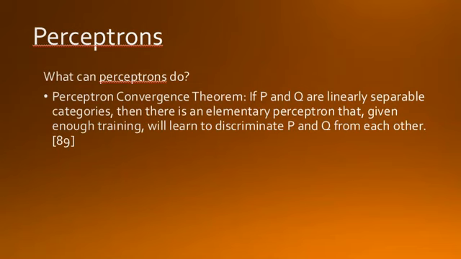The perceptron convergence theorem shows that if you do have a linearly separable problem, then there's at least one, typically some family of perceptrons, but at least one that can solve that problem given enough training. And that's important. Notice that it doesn't say that any perceptron can do it. It just says that some elementary perceptron, given enough training, will learn to discriminate P and Q from each other. Let's look at that quickly.